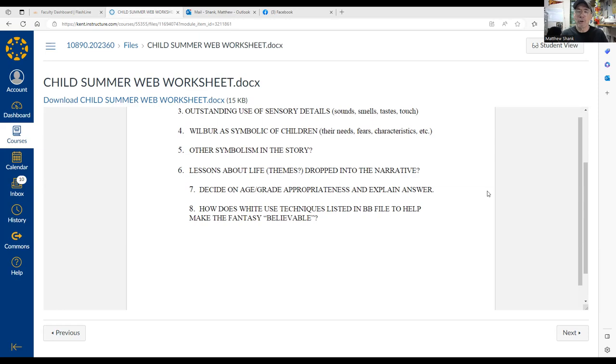How does White in this book use the technique? And it says the BB file. I'm sorry about that. It should be Canvas file. I forgot to change that. How does White use the techniques listed in the Canvas file to help make the fantasy believable, even though we know it's absurd to believe in all this stuff that's happening in the story? So those are the eight questions I want you to answer. Give me two examples that show each one of those, and that will be your homework by Wednesday at midnight.